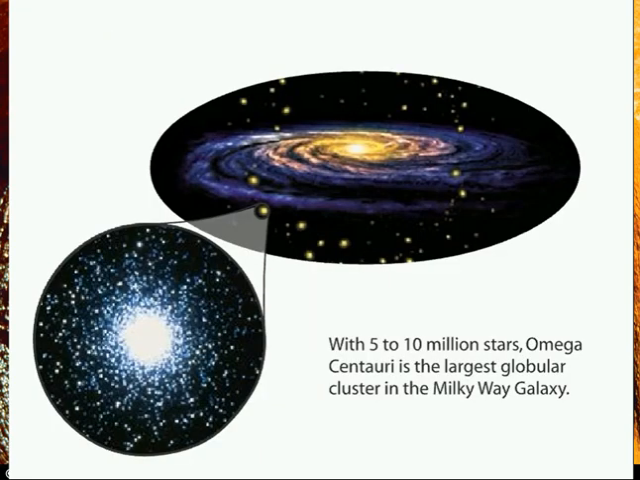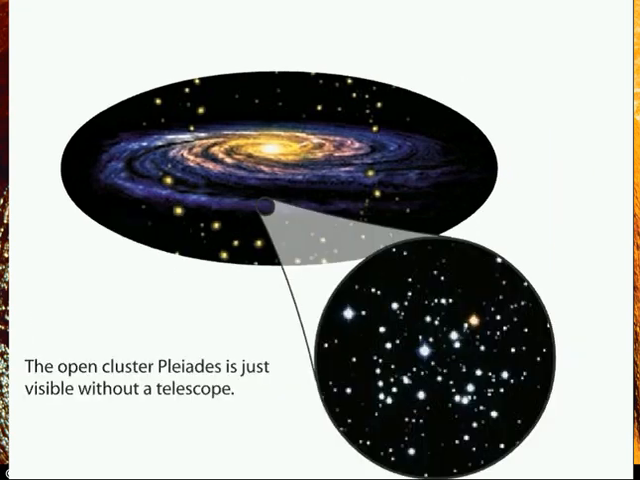Globular clusters contain anywhere from 20,000 to 1 million stars. They form halos around the cores of spiral galaxies and some giant elliptical galaxies. Open clusters contain a few hundred to a few thousand stars. They are found in the plane of the spiral disk of galaxies. Newly formed open clusters often contain many bright blue stars.